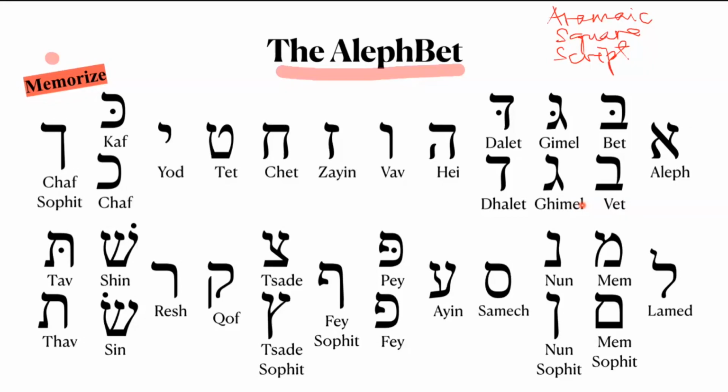The names are very important. The English alphabet has no name. It's A, B, C. It's just a sound, right? But the Aleph Bet has a name.